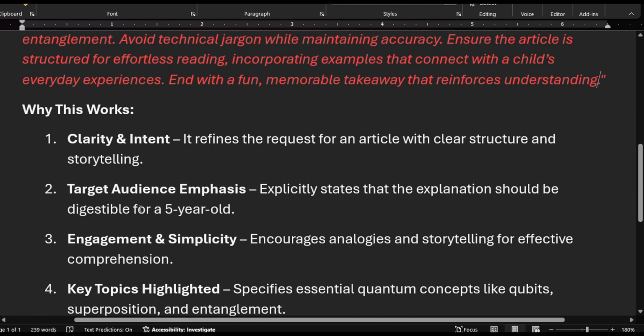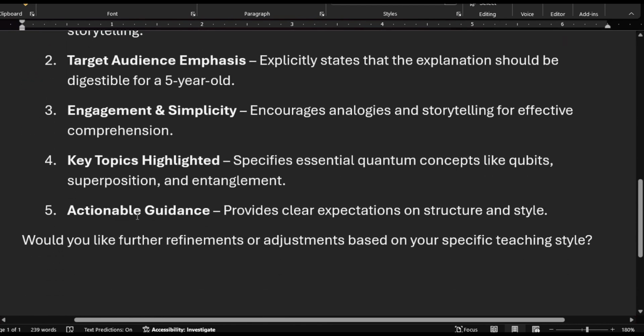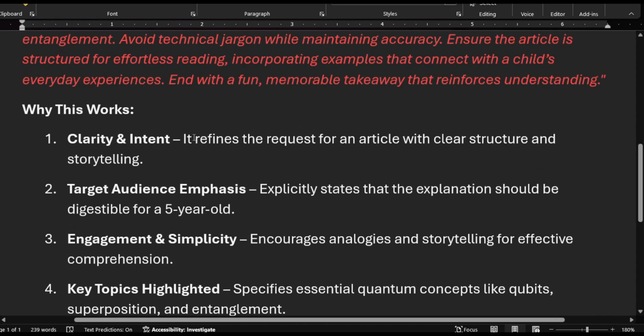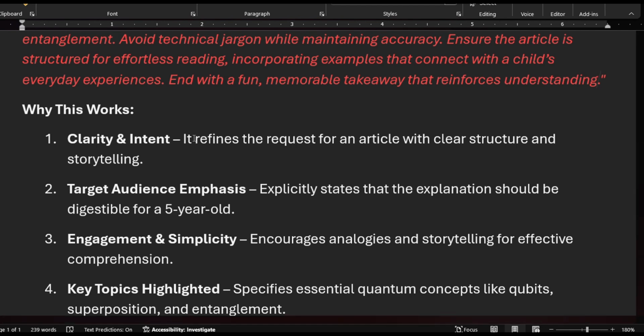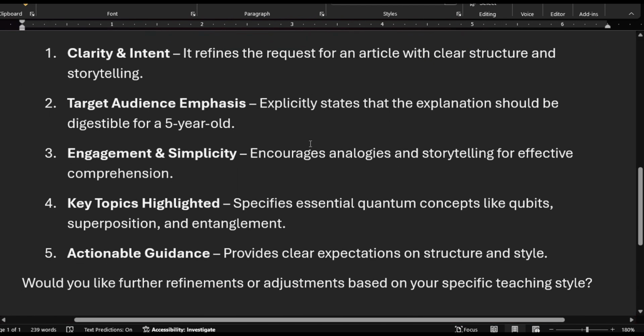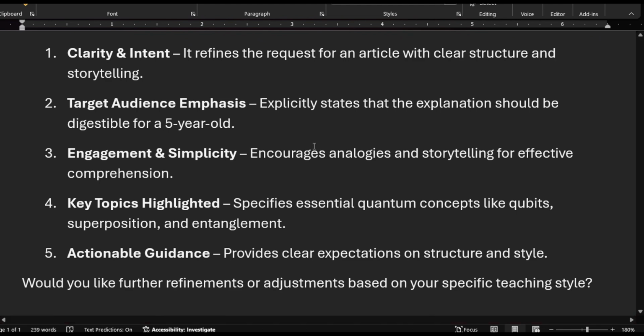Now, we said to do what is called deep thinking. Now it's giving us the reason why what we have crafted will work. Number one, it has clarity and intent. The second part is there is a target audience emphasis on it, and apart from that, we are encouraging engagement while still maintaining simplicity. That is what it means. The key topics are highlighted, which we talked about, qubits and the rest of them, and then actionable guidance. What exactly we want as a takeaway from this. Look at it.